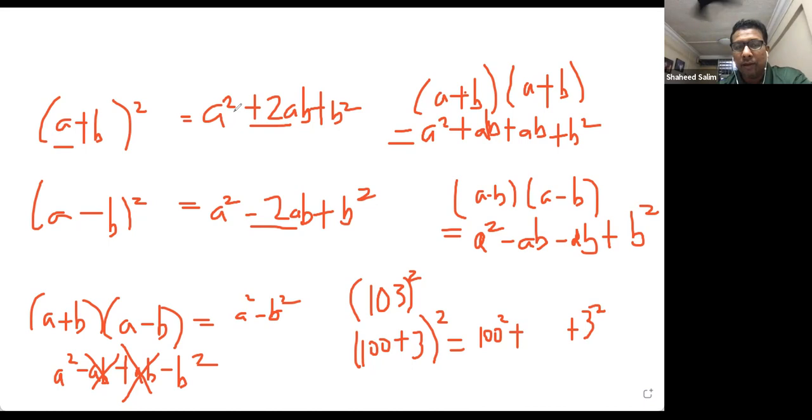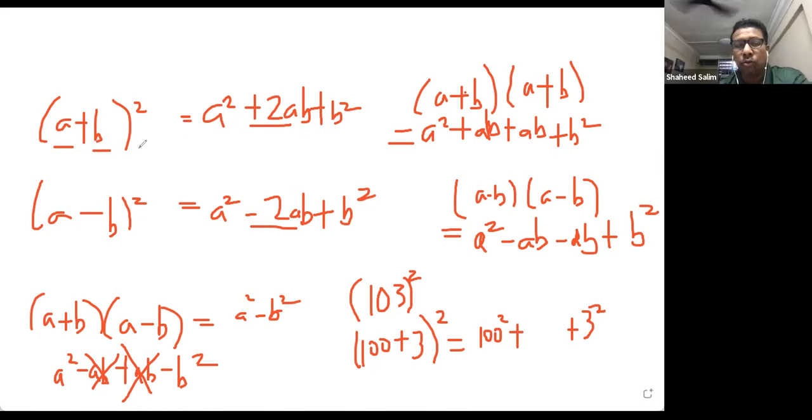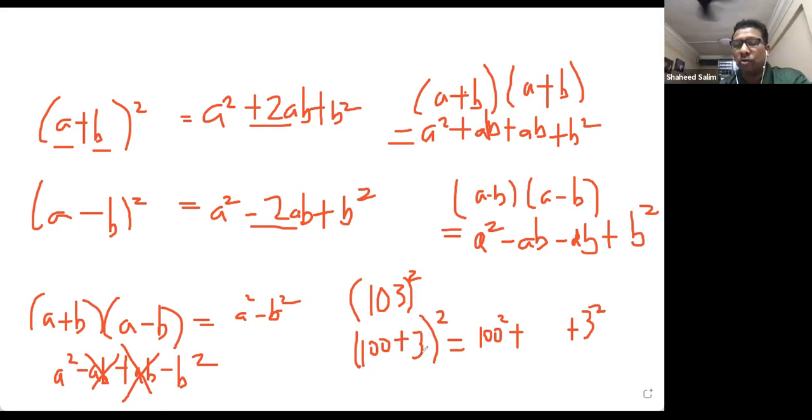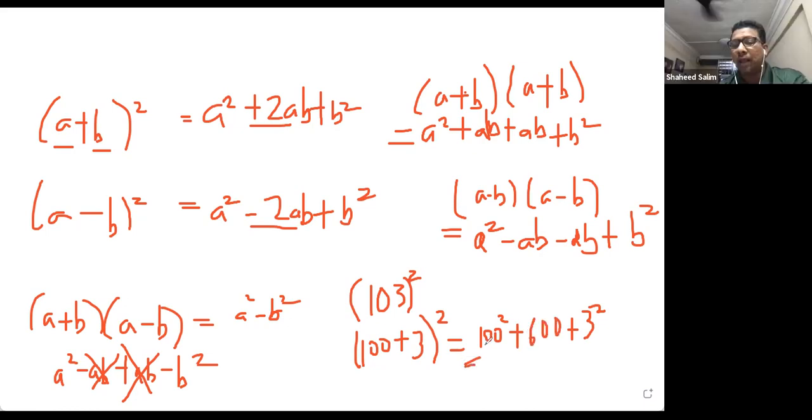A squared, B squared. The center is 2 times A times B, which is 2 times 100 times 3. You understand what I'm doing? So 2 times 100, 200 times 3, 600. So this one now becomes 100 times 100, 10,000. This one 3 times 3, 9. So it's 10,609 without using a calculator.